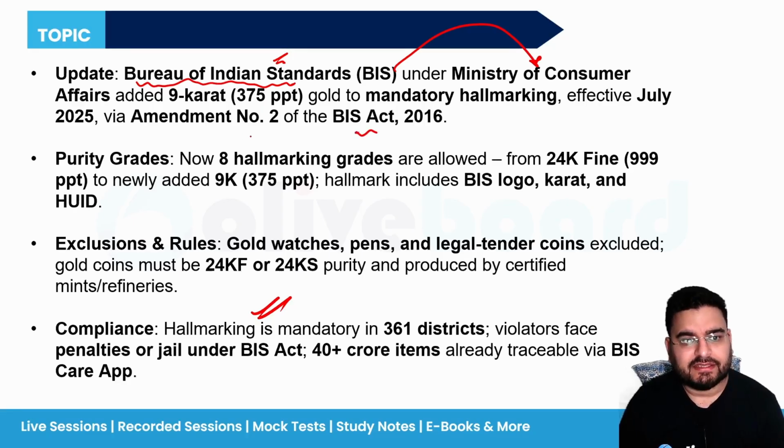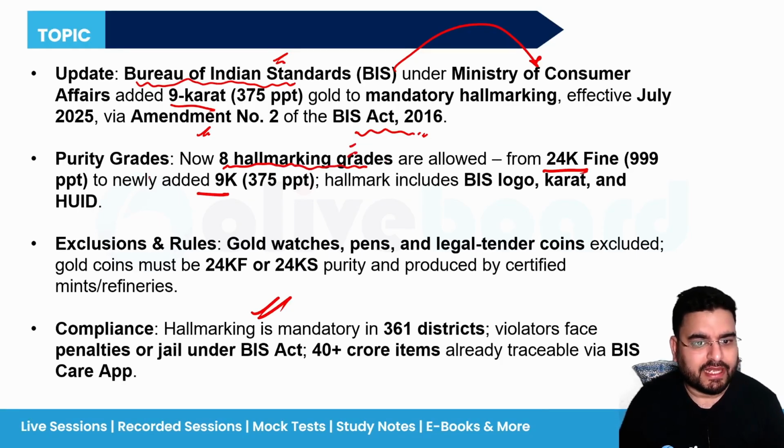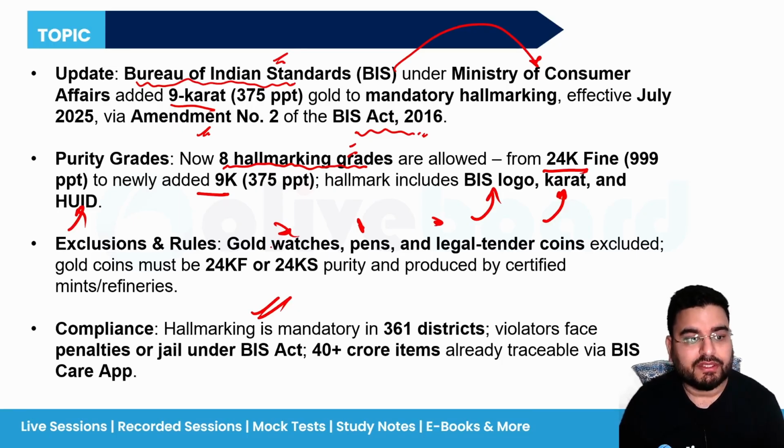And as per the BIS Act of 2016, this act has been amended, and by amending this act, they have added 9-carat gold to be mandatorily hallmarked. Okay, so please remember this. Now there are 8 hallmarking grades which are allowed, from 24 carat down to 9 carat. Okay, so there should be the BIS logo, the carat number, and the unique ID. 3 things you should remember. But remember, gold watches, pens, and legal tender coins are not to be hallmarked. It is mostly for the jewelry.